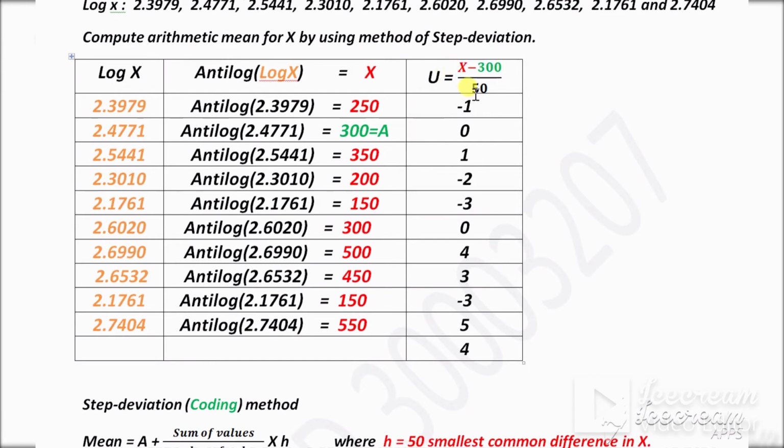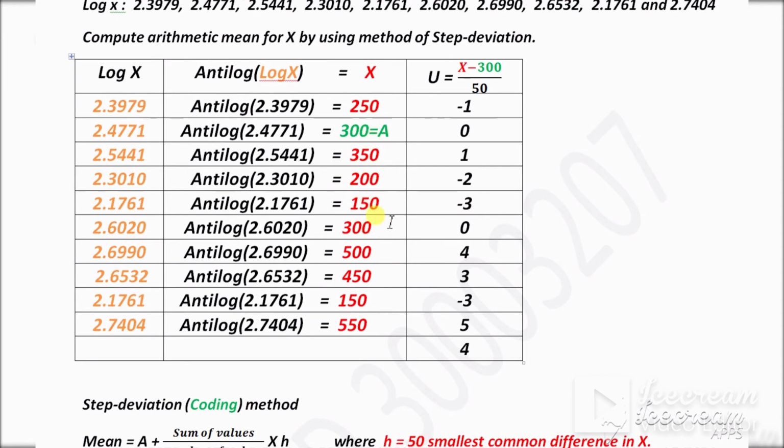So first x minus 300. 250 minus 300 is minus 50. Minus 50 divided by 50 is minus 1. Now 300 minus 300 is 0. 350 minus 300 is 50, and 50 divided by 50 is 1. 200 minus 300 is minus 100, divided by 50 is minus 2. 150 minus 300 is minus 150. Minus 150 divided by 50, we will get minus 3.